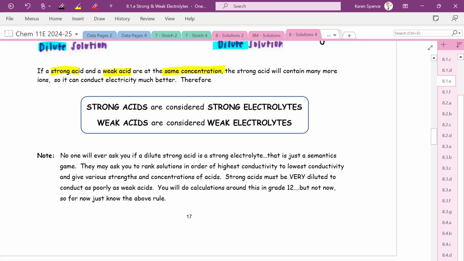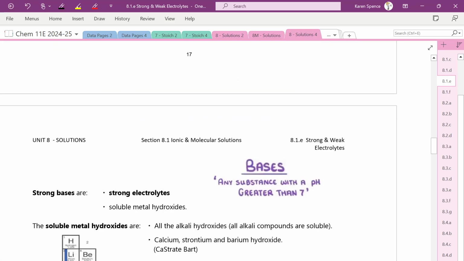I might say, you have a dilute strong acid and you have a concentrated weak acid. Is it possible for them to have the same conductivity? And you might say yes. It would depend on how much you manage to dilute the strong acid. Did that make sense? Okay. But yeah, just don't worry about silly things.